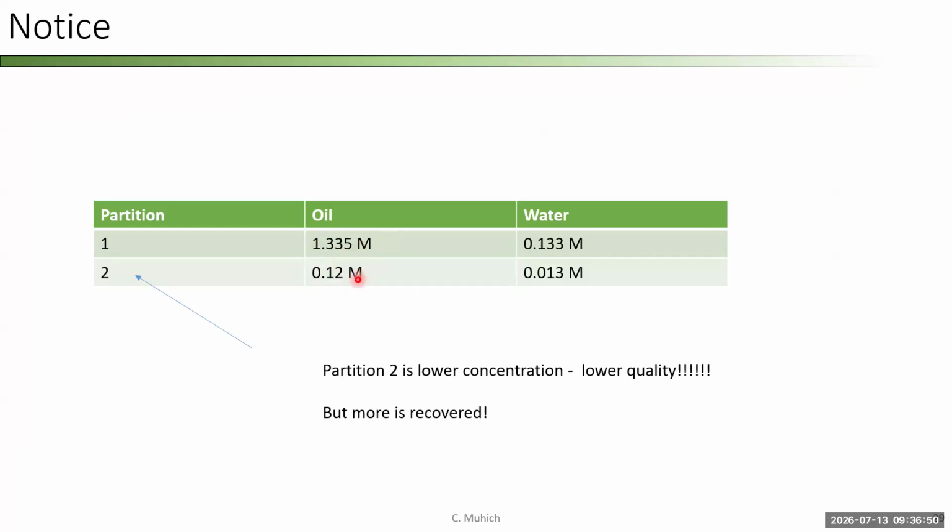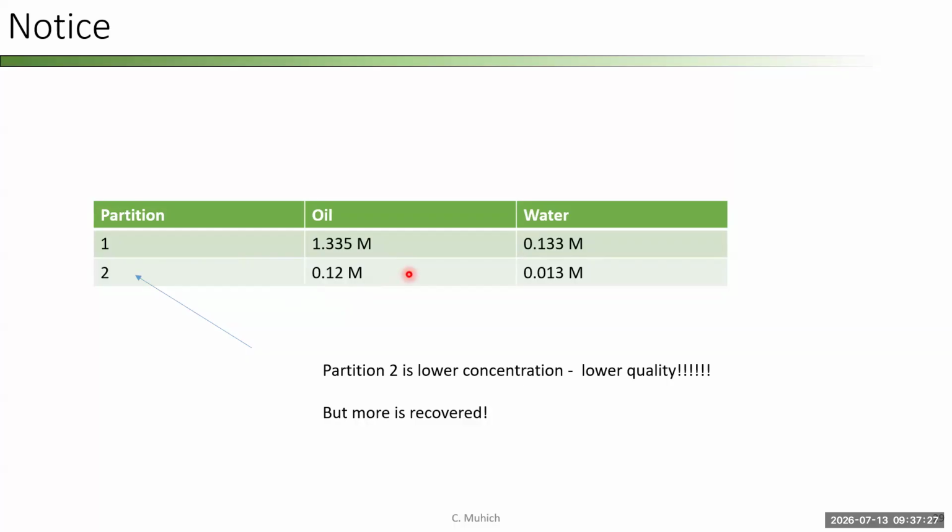After the second extraction, I have a much lower amount of limonene in the oil. So only 0.12 molar, so more than 10 times less. We can see that the outcoming oil that we've now extracted is significantly lower in quantity, right? Because there was less to do that extraction from, but we have more recovered.